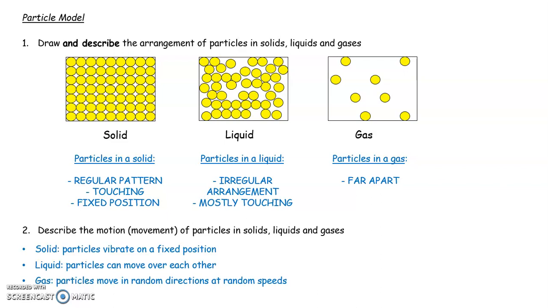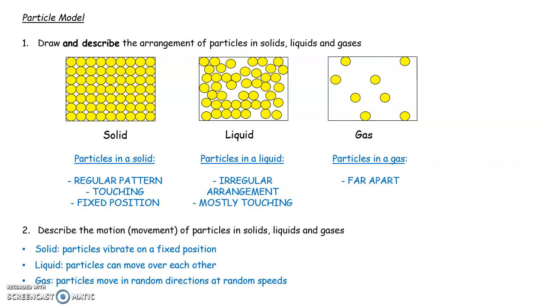In a liquid, you'll notice that they are still mainly touching, but in this case, they're in an irregular pattern. In a gas, they are not touching at all, they're far apart, and they're spread out randomly. So how would you describe that? Well, in a solid, particles are all in a regular pattern, they're all touching and they're in a fixed position. In a liquid, there's irregular arrangement of particles. They are still touching. In a gas, all the particles are far apart.